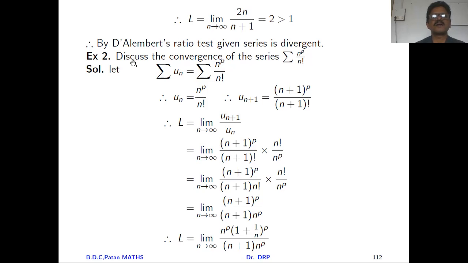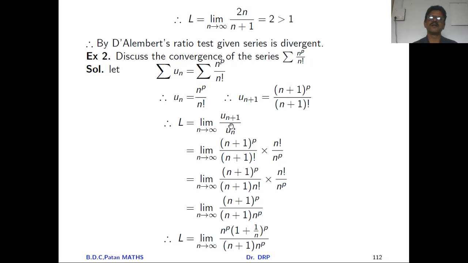Now, what is another problem given here? Discuss the convergence of the series summation n raised to p upon n factorial. So first we will denote this series by summation un. So un equals n to the power p upon n factorial. And then replace n by n plus 1. So un plus 1 equals n plus 1 raised to p divided by n plus 1 factorial.